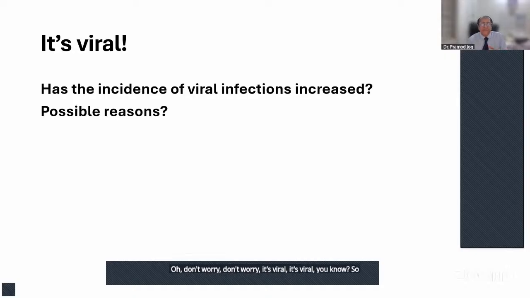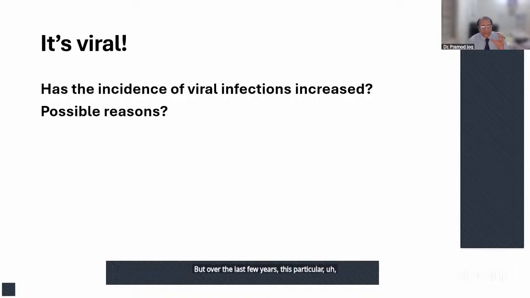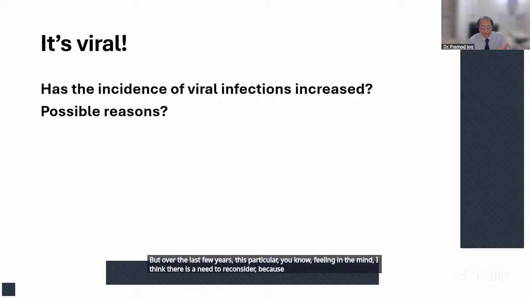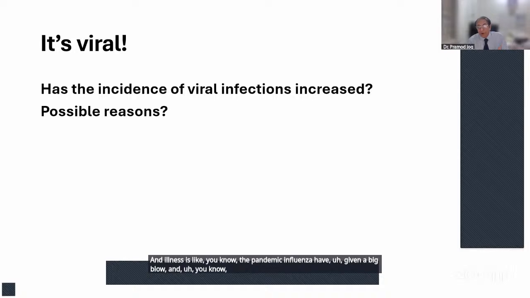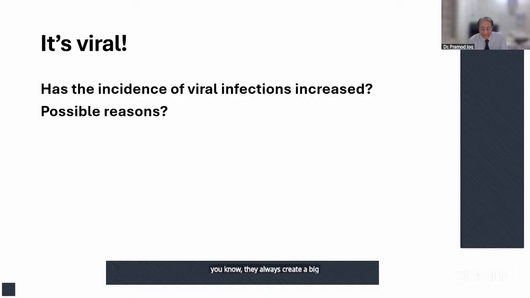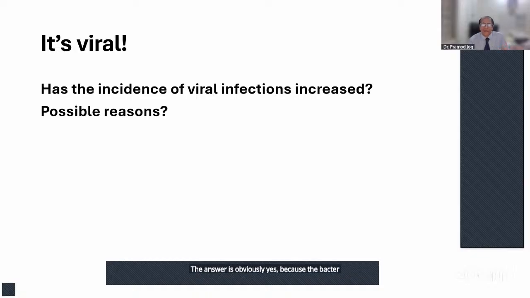So people in general have a connotation about this viral illness that they are self-limiting and there is nothing to worry about. But over the last few years, I think there is a need to reconsider this feeling, because illnesses like COVID and the pandemic influenza have given a big blow. And the cytokine storms which are associated with some of these viruses always create a big panic in our mind. So the question is whether the incidence of viral infections has increased. The answer is obviously yes, because the bacterial illnesses have vaccines.